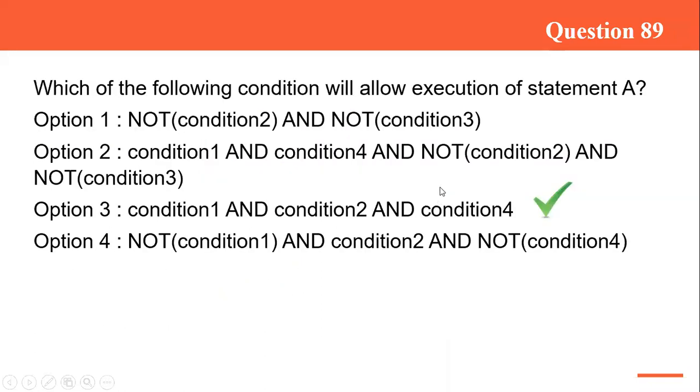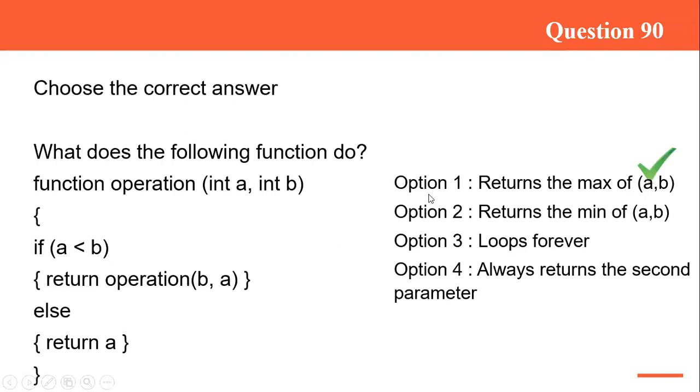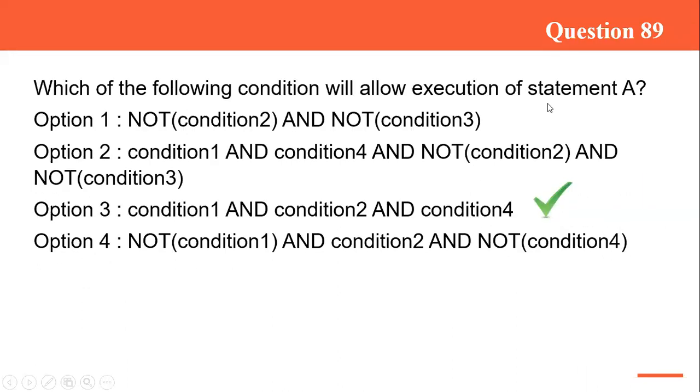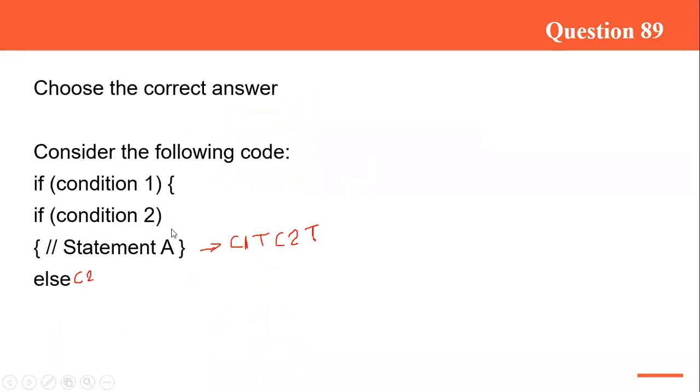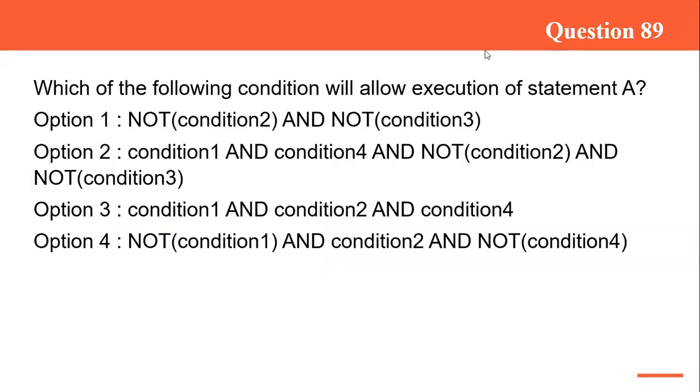Let's see. Now they are asking about statement A. For statement A, what do we need? We are worried about C1 true, C2 true. So we have to see how many options have C1 and C2 both true. Other things, if they're talking about C3, C4, C5, we don't care at all. C1, C2 must be true. Which option has both C1 and C2 true?